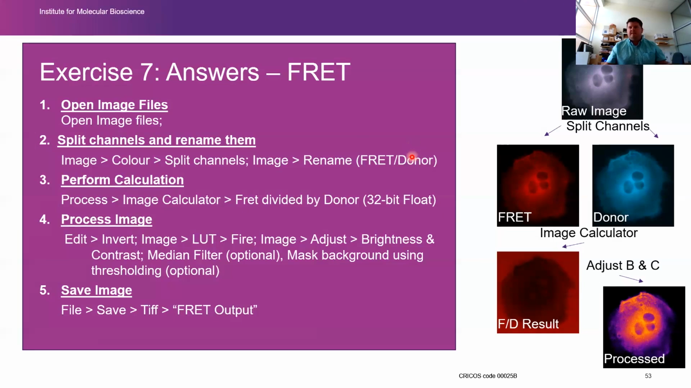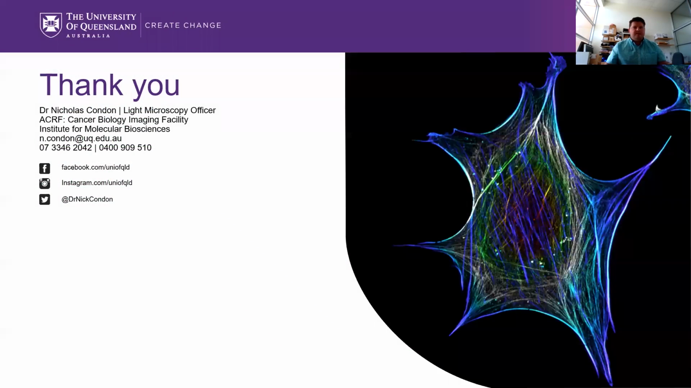But yeah, that's how you do the FRET calculations, or an image calculation where you use the dividing, and you really want to make sure you use that 32-bit float. If you don't, it will cause all sorts of problems with your image. And so that's the workshop. Really fast today. Normally it takes a few hours.